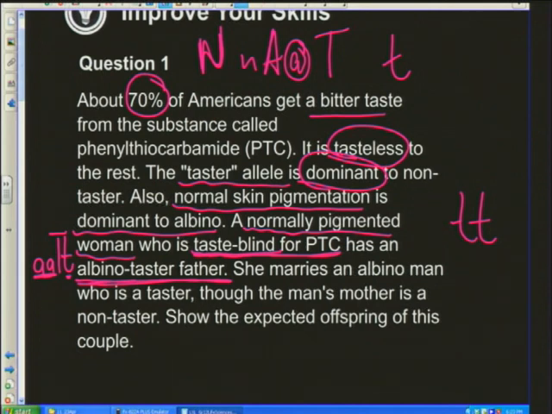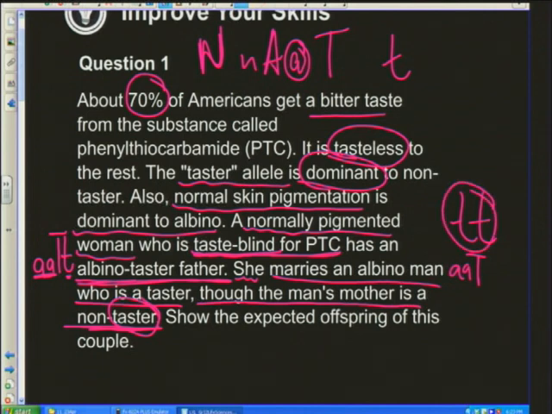She marries an albino man who is a taster. Though the man's mother is a non-taster. So the albino man who is a taster, but his mother is a non-taster. That means his mother had small t. So he would have got the capital T from the father, and he would have had to have the small t there. Can you see the homework, guys?